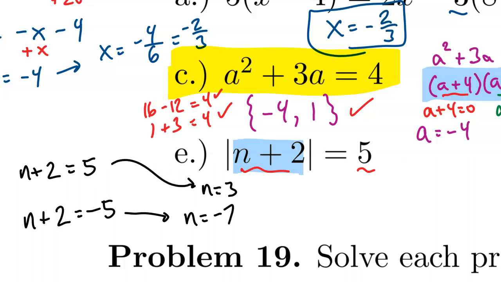And we could plug those in to make sure that it made sense. Of course, 3 plus 2 is 5. The absolute value of that is 5. Negative 7 plus 2 is negative 5, and the absolute value of that is 5. So both of these solutions work, and I can write the combined solution set in curly braces as 3 and negative 7.